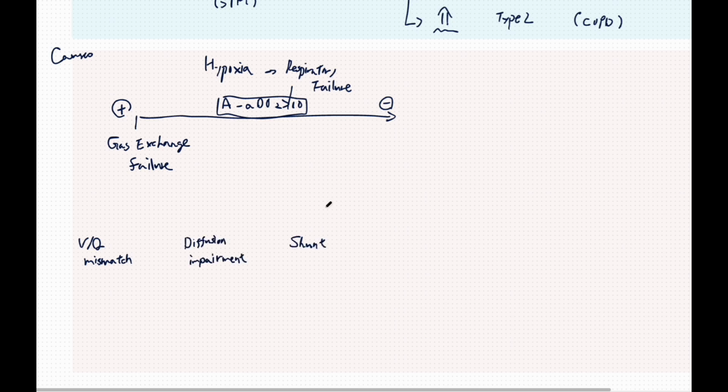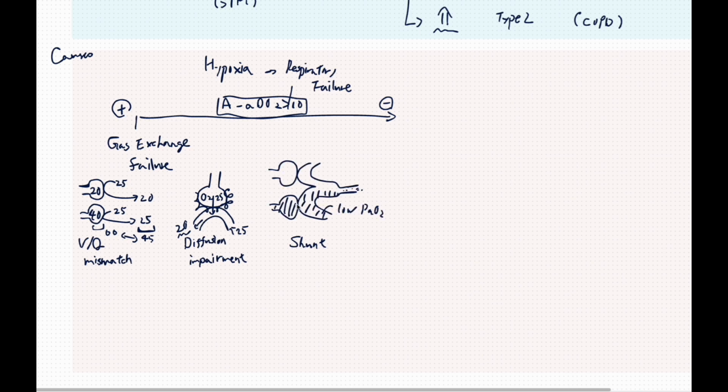I explained these mechanisms in detail in my gradient DO2 video. So here I just give you the core idea. In VQ mismatch, ventilation and perfusion are not properly matched. In diffusion impairment, oxygen cannot cross the alveolar capillary membrane efficiently. In shunt, deoxygenated blood mixes with oxygenated blood, which lowers arterial oxygen levels. If you want to understand how to differentiate these mechanisms using AADO2, please check the separate video.